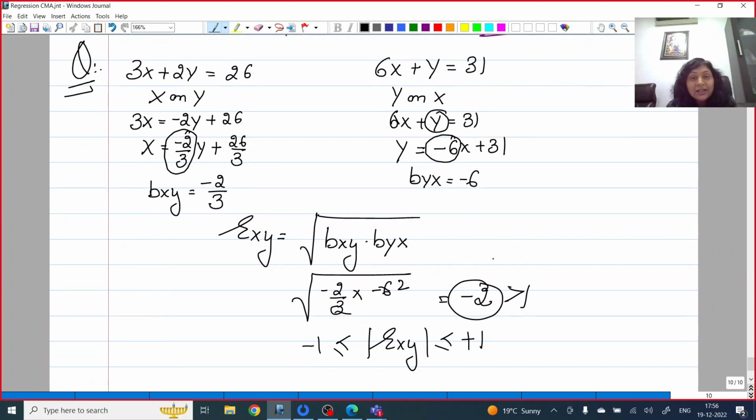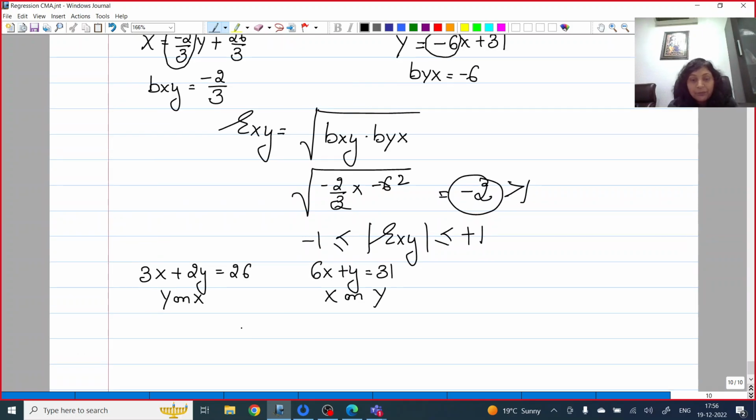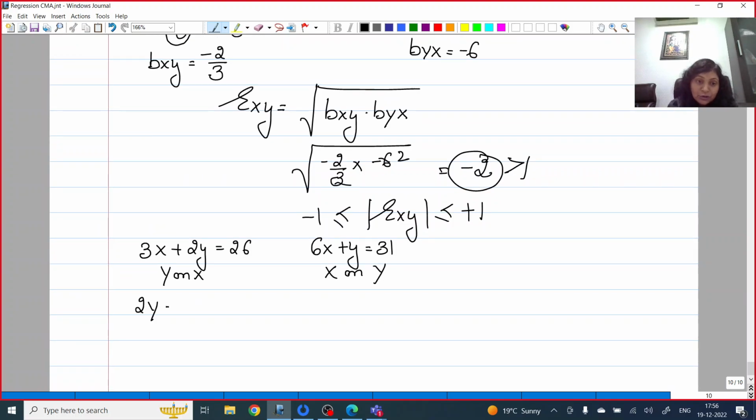In that case, we have to flip our assumption. That means 3x plus 2y equals 26 is y on x, and 6x plus y equals 31 is x on y. So if it is y on x, this becomes 2y equals minus 3x plus 26. So y is equal to minus 3 by 2x plus 26 by 2. So my byx is minus 3 by 2.